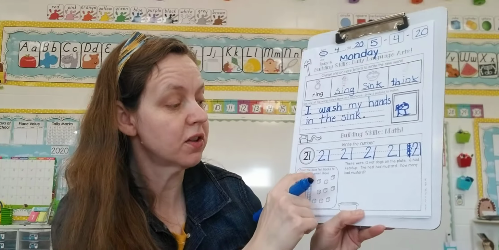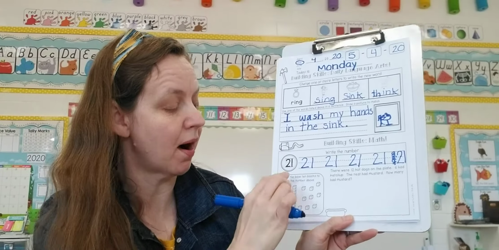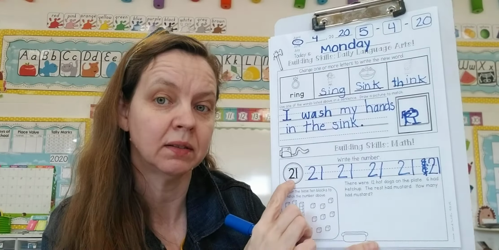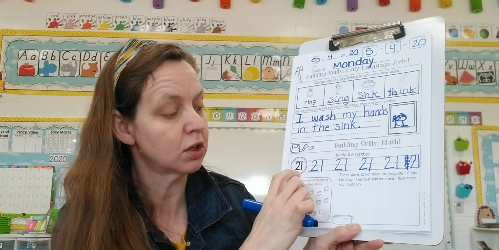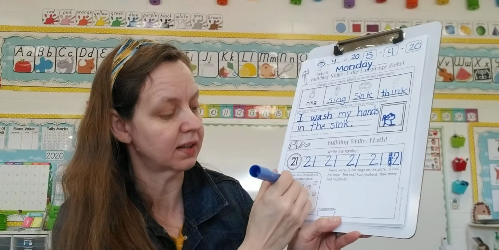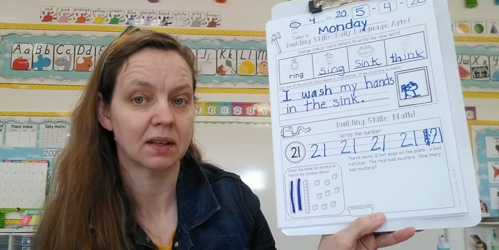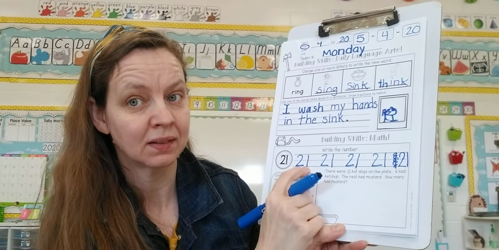It says, color the base 10 blocks to match the number above. How many 10s are in 21? Remember, this is the 10s place? 2, so I'm going to color 2 lines. 2 10s. And how many 1s?